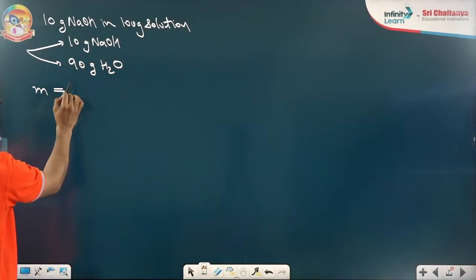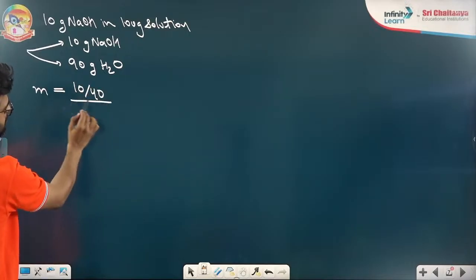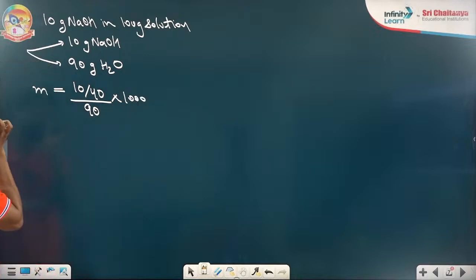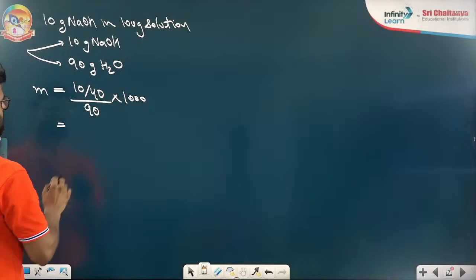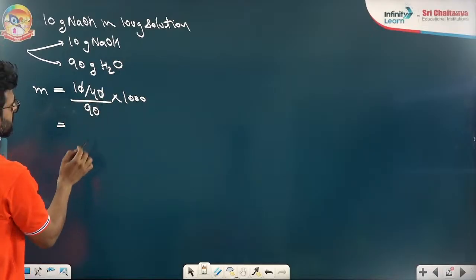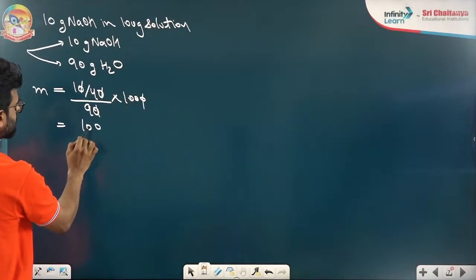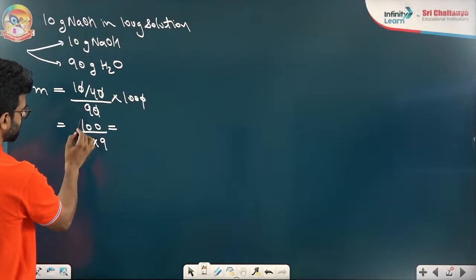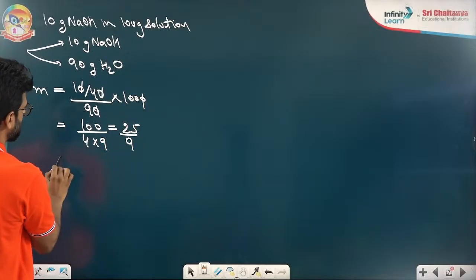So from here, it's very easy to get the molality. What is molality, beta? Weight of solute divided by molar mass, 10 by 40, mole of solute, divided by weight of solvent in kg. Right? Fine? So if you want to solve it, what's coming here? 1 by 4 here. This will cancel. 100 coming upside, and here 4 into 9, 36. If you solve this, it's coming 25 by 9.